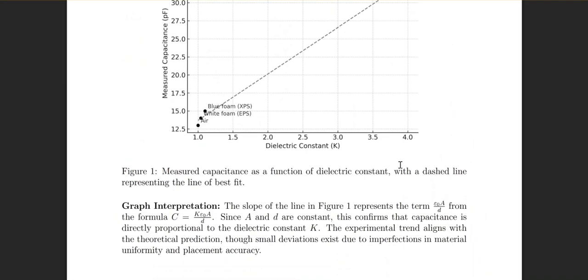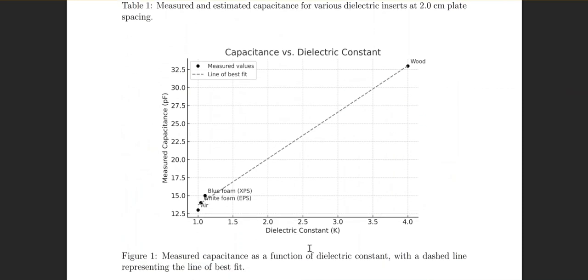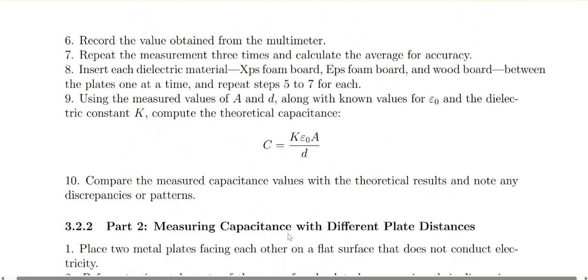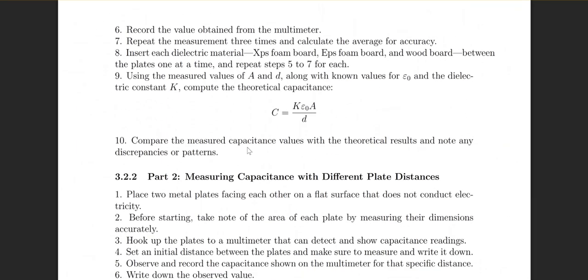Then, when we look at the graph of it, we can see that there's a clear linear relationship between the capacitance and the dielectric constant, proving our point that from this formula, as we can see, capacitance and dielectric constant are directly related.